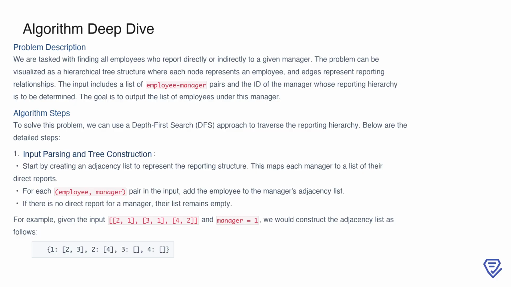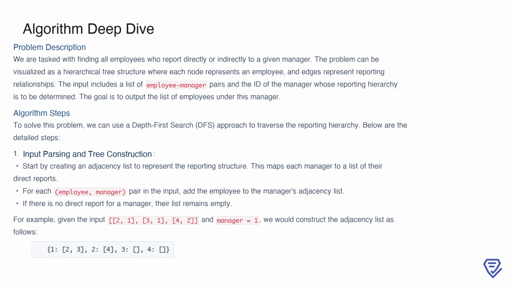In this problem, we need to identify all employees who report directly or indirectly to a given manager. Think of the organizational structure as a tree, where each node represents an employee, and the edges define the reporting relationships. The input consists of a list of employee-manager pairs, along with the ID of the manager whose hierarchy we need to explore. Our goal is to return a list containing all employees under this manager.